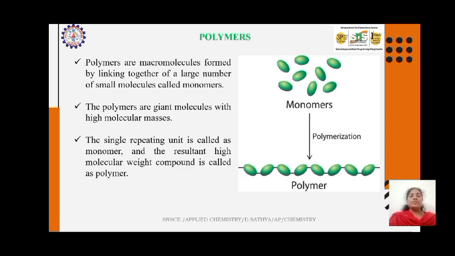So polymers or macromolecules are formed by linking together a large number of small molecules called monomers. Polymers are chain molecules with high molecular masses. The single repeating unit is called a monomer, and the resultant high molecular weight compound is called a polymer.